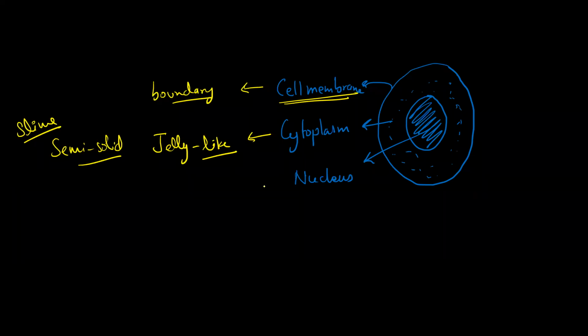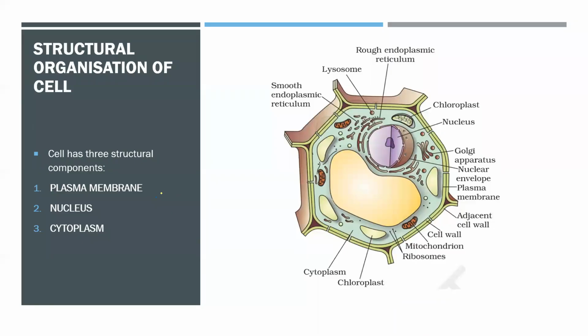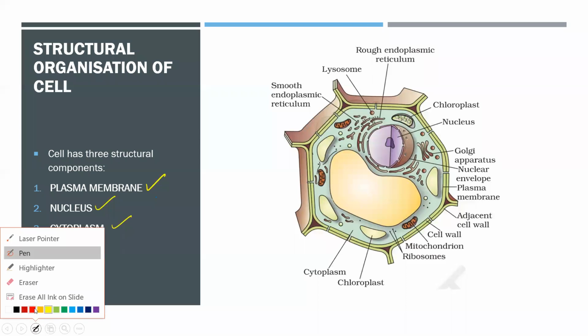Now the nucleus is the main part of the cell, the brain of the cell, also called the controlling unit of the cell. Without nucleus, there is no cell. If we remove the nucleus from a cell, the cell will die. So structurally, we are having three components: the plasma membrane, the nucleus, and the cytoplasm.